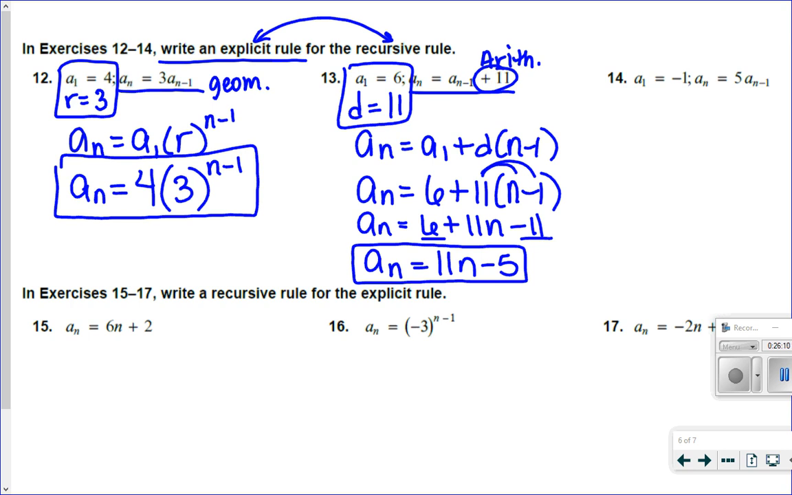Okay. Try the next one on your own. Press pause, give it a shot, and then come back and check it.